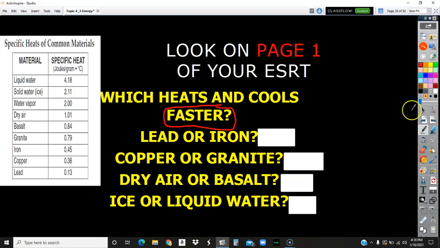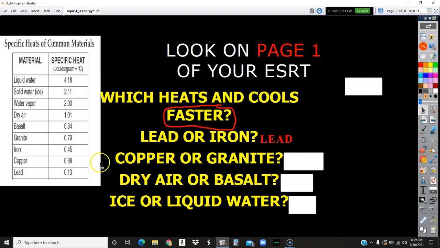So compare lead to iron. Here's the chart. Notice lead is lower. And the nice thing with the regions they did on the reference table, they put them in order from the highest to the lowest. So if you compare lead to iron, you can see lead is lower, so lead heats up faster. Copper versus granite.